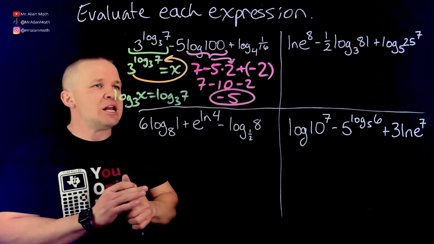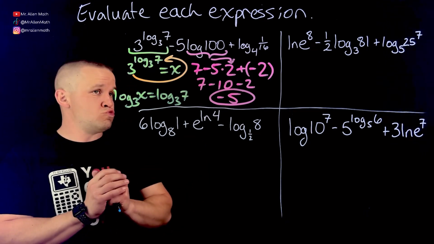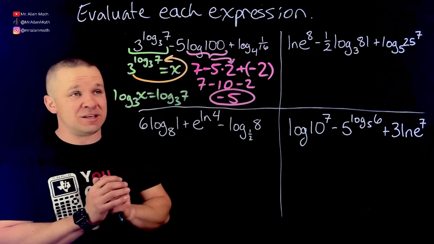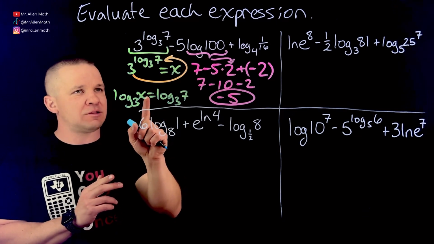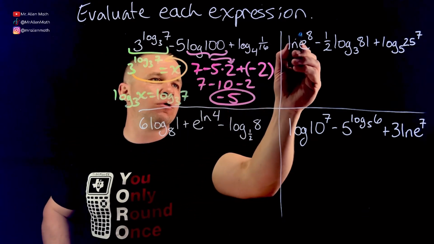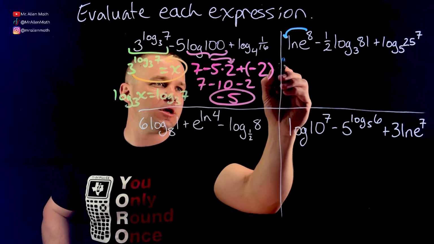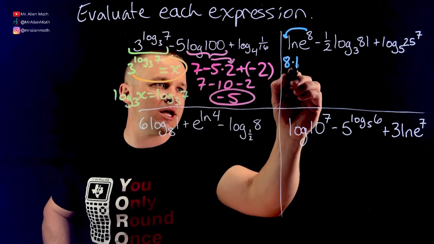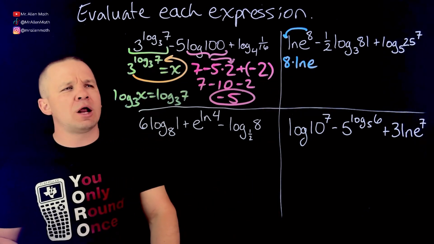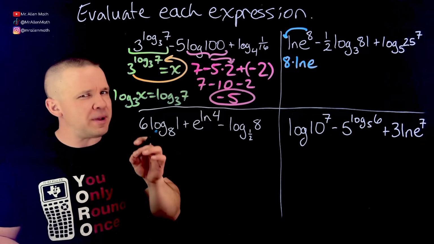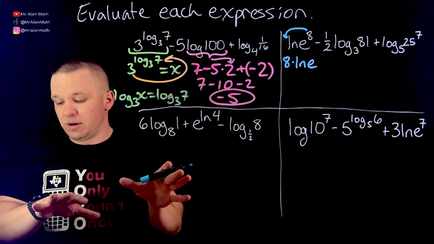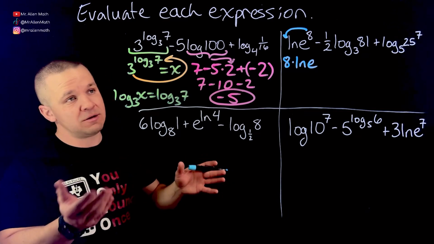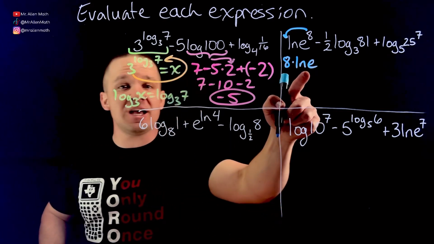Top right. Natural log of e to the 8th. Ooh, what? I don't know what e to the 8th is, right? However, there's a property here with logs where I can move this 8 out as a coefficient. So I'd have 8 times natural log of e. Anybody know what the base of a natural log is? It's e. So I have log base e of e.